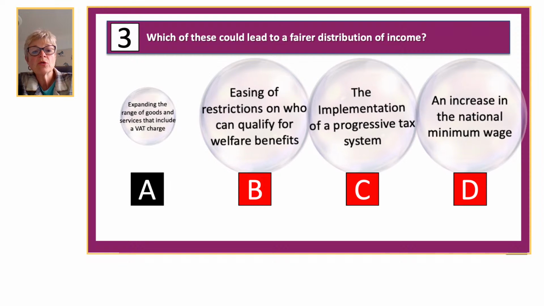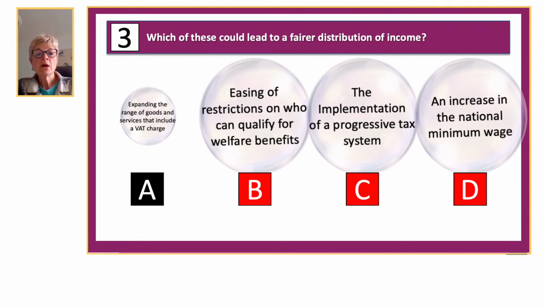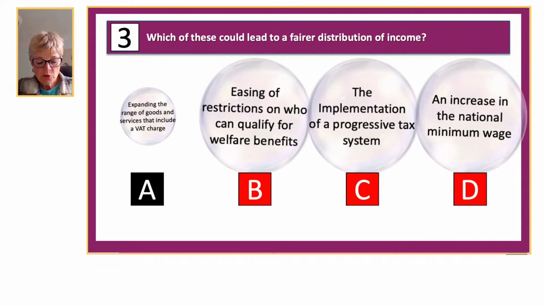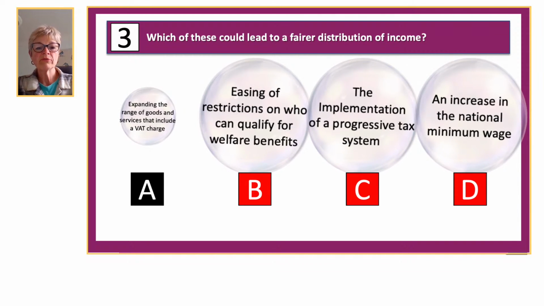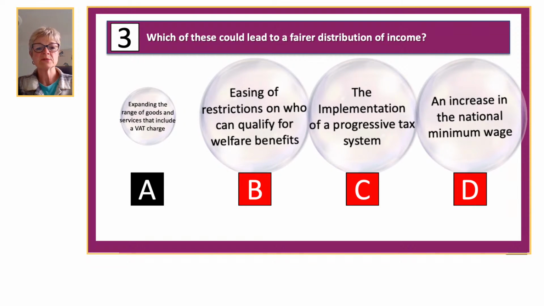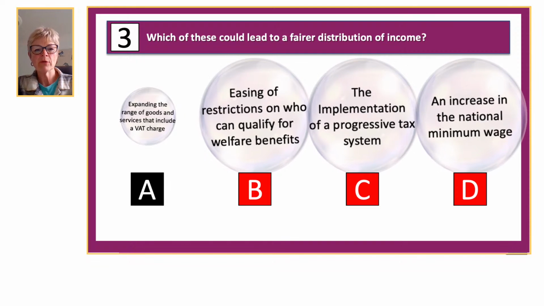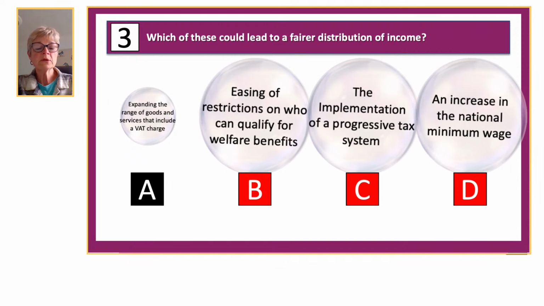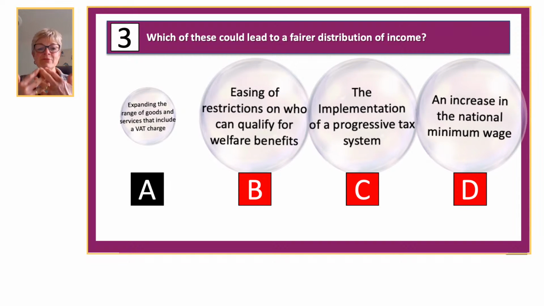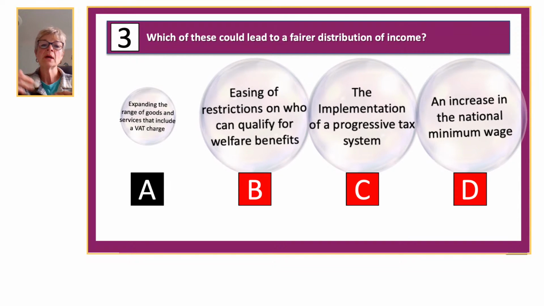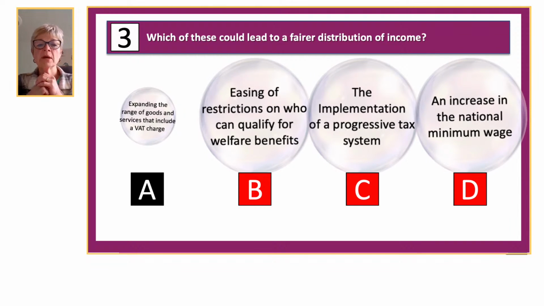Easing of restrictions on who can qualify for welfare benefits. So those are the people right at the bottom, if you like, who we are now allowing more people to qualify for those welfare benefits. They will tend to be the people on very low income or almost no income. So if we allow more to claim benefits, then that will lift their income upwards and will help us to move towards a fairer distribution of income.